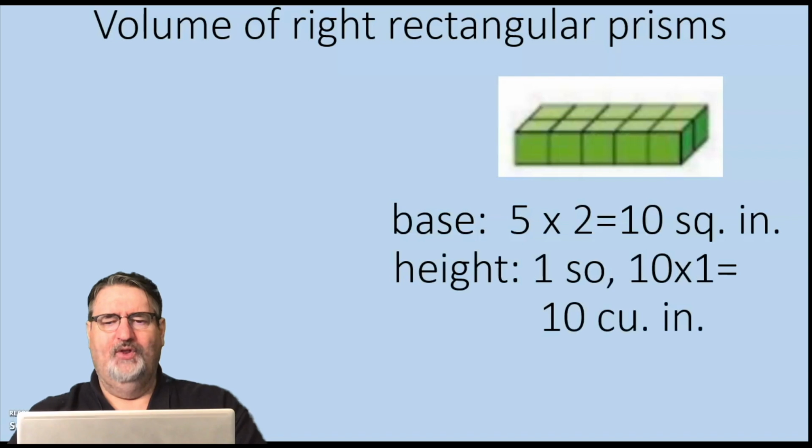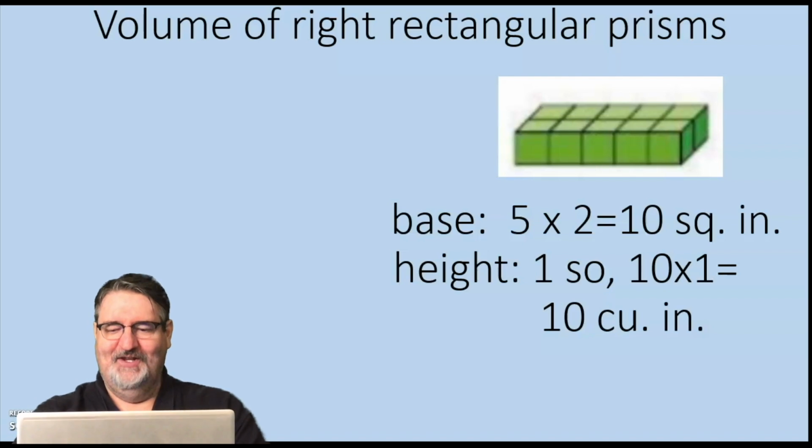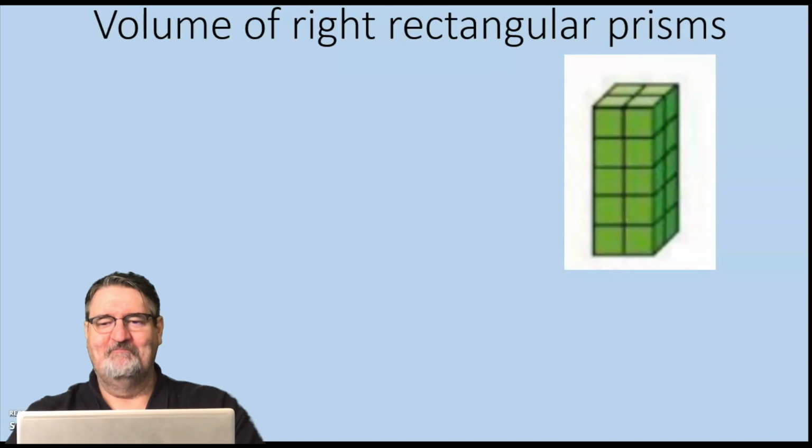So if we look at it as having the height of 1, we can see it as the formula being the base 10 times the height of 1, which would give us 10 cubic inches. So we go from it being a flat square to a cube. So that's how we take care of those. Let's look at this one.